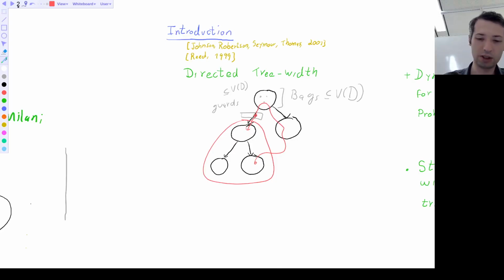And so in a sense, what this directed tree width is doing is trying to express how complicated the strongly connected components of our digraph are. The width of the tree decomposition is going to be the maximum, over the edges, of the union of the bags and the guards. So if you need to make the bags or the guards very large, it means our strong components are somehow very complicated. So why is this parameter interesting?